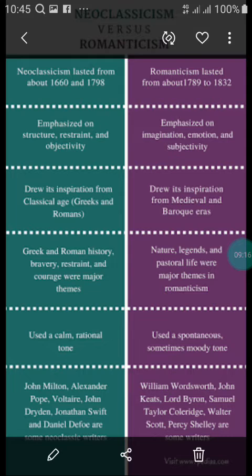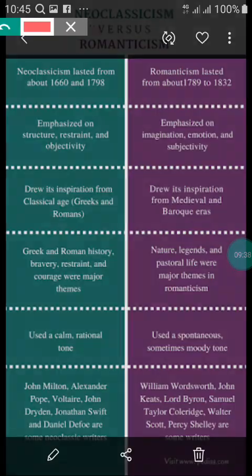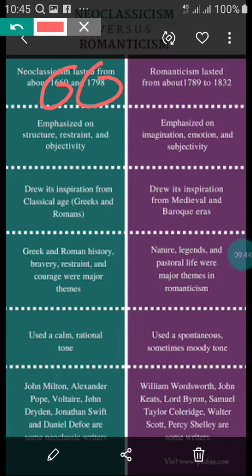So new classicism: there is a concept about classicism, and new classicism. A lot of students have ambiguity related to the classical, new classical and romantic ages. Today I'll make this concept clear, related to new classicism, classicism and romanticism. Let's see. New classicism lasted from 1660 to 1798.